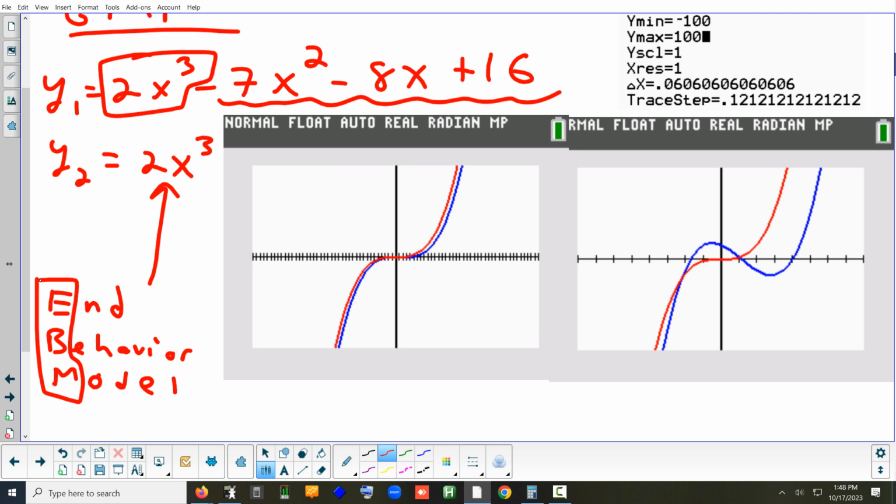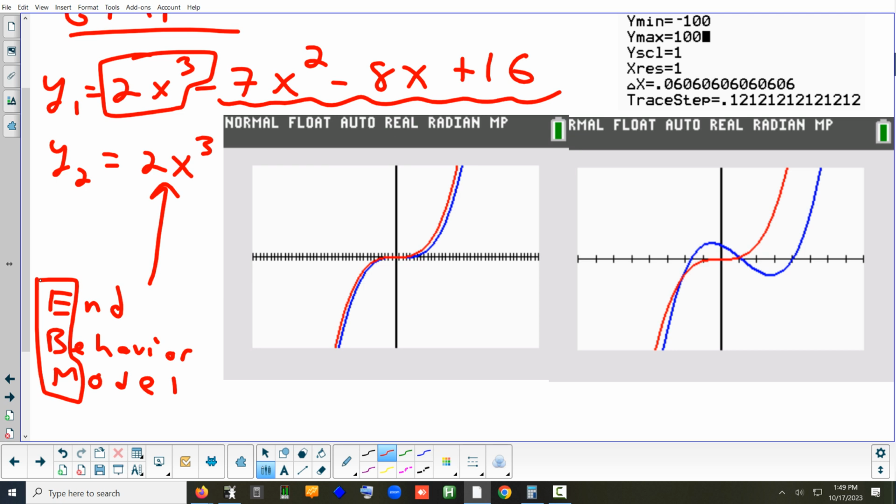The end behavior model is the term with the biggest exponent in a polynomial. And the idea of an end behavior model is that if you graph the end behavior model and you graph the entire original polynomial and you zoom out enough, the end behavior model will look exactly the same as that more complicated polynomial. That's the idea of an end behavior model. The EBM captures the big picture of what it's going to look like.